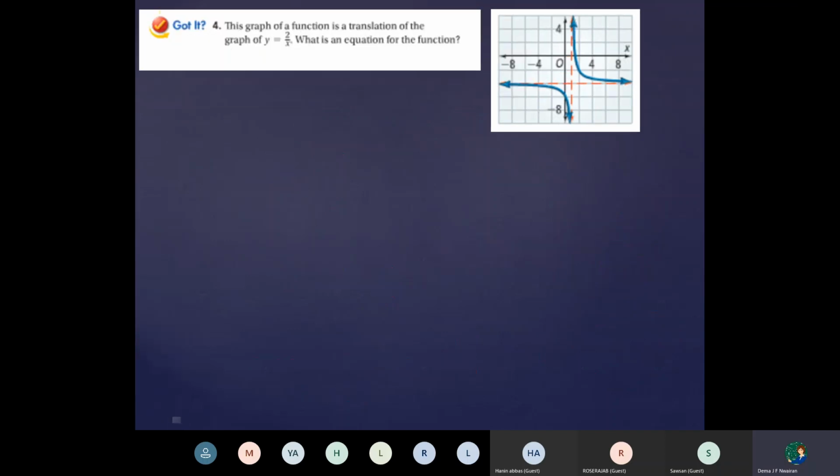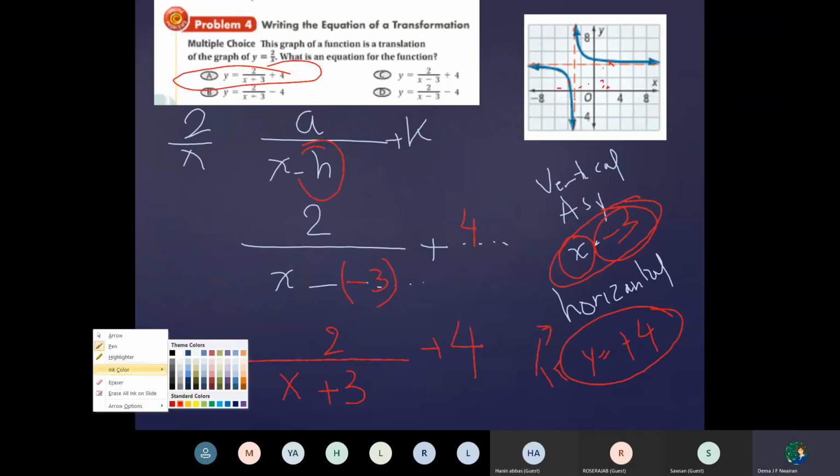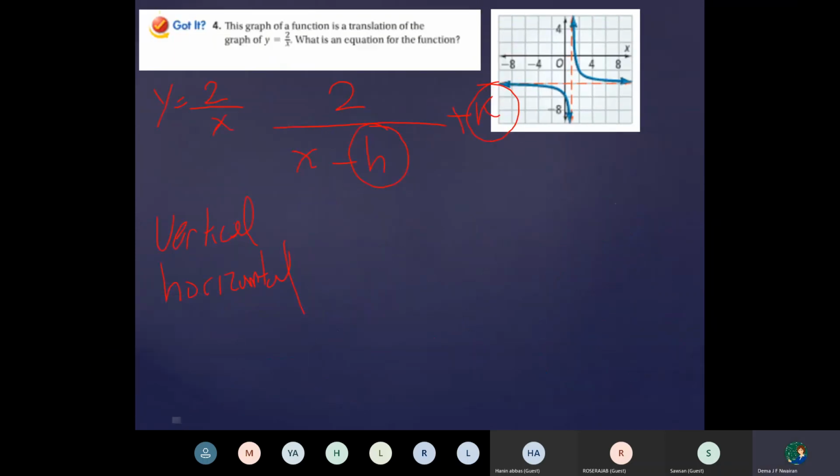Now here, the graph is a translation of y equals 2 over x. Here, he told me that the graph comes from y equals 2 over x. This is the parent of the function. So it is like 2 over x minus h plus k. So here I also want to find h and k, by finding the vertical and the horizontal asymptotes, to fill the blanks.